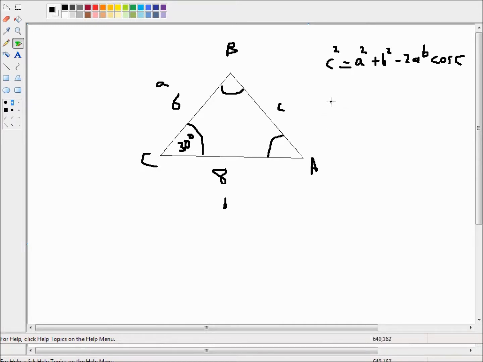So c squared is equal to 6 squared plus 8 squared minus 2 times 6 times 8 times the cosine of 30 degrees.